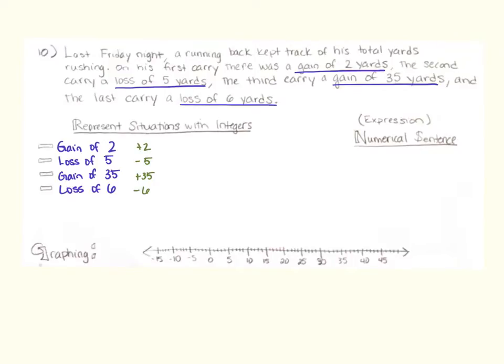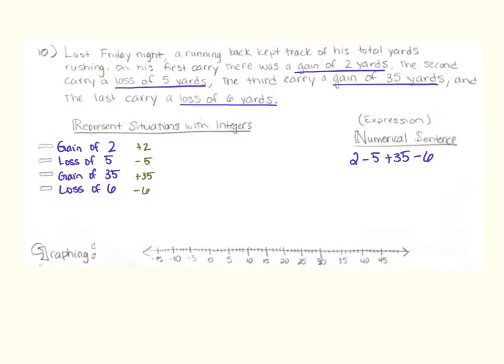Okay, you should have gotten these 4 situations in order to write your integers. Gain means positive. Loss means negative. So let's go ahead and write our numerical sentence with what we took away from the first part. So we've got 2, which is still a positive 2, minus 5 plus 35 minus 6. I go in the order in which they are mentioned in the word problem. Okay, now let's go ahead and graph.